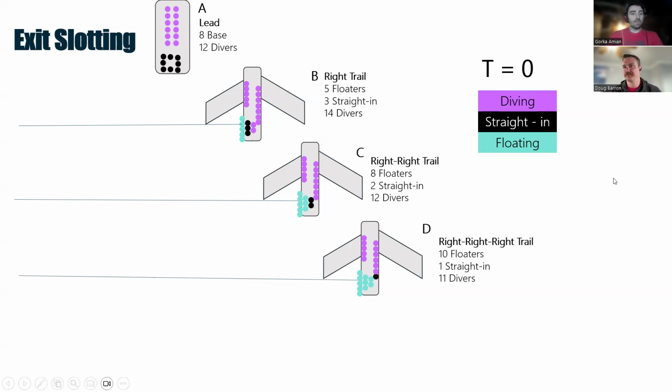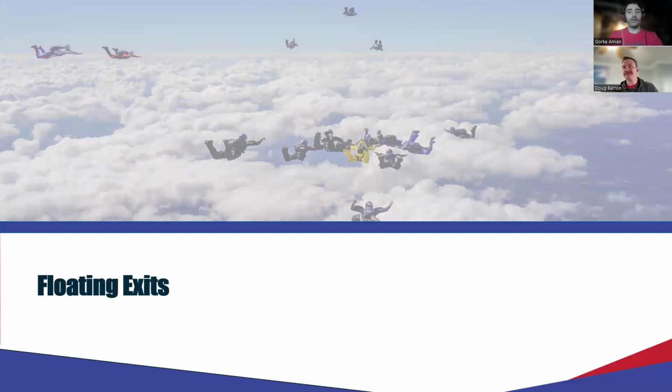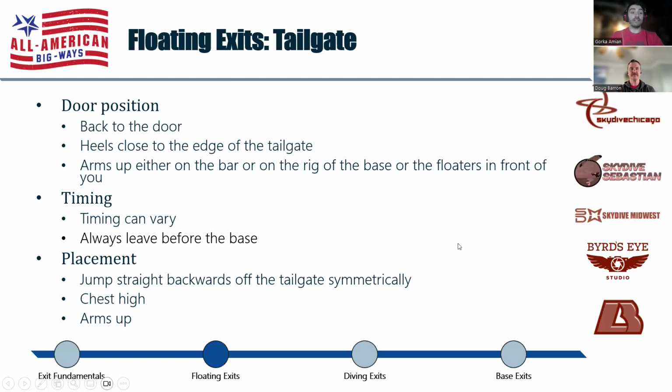All right. Well, now that we've covered that, let's actually cover everybody in teal, floating exits. We're first going to cover the tailgate floating exits. So let's start before we exit. What is our door position?